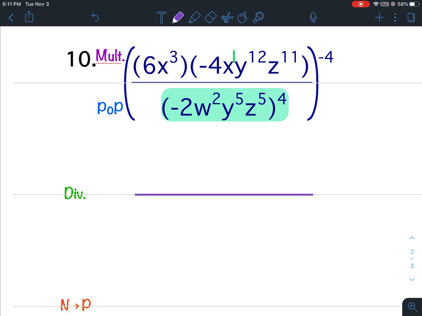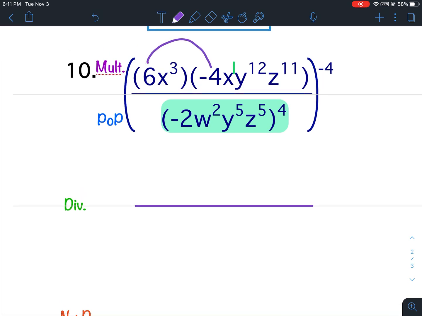So on top, I'm going to start with my multiplication. 6 times negative 4 is negative 24. I have an x to the third and an x to the first. When you multiply, you add exponents, so that would be x to the fourth. I'm going to bring down my y to the 12th and z to the 11th.